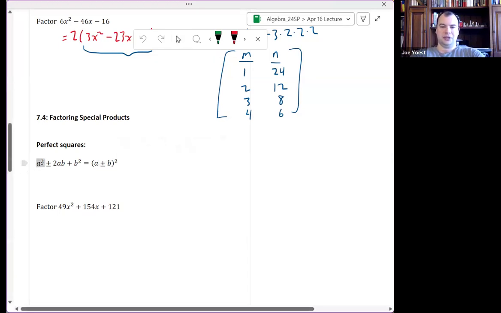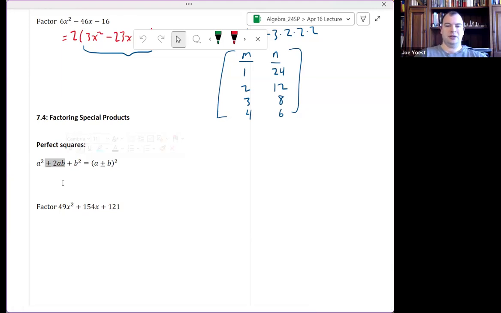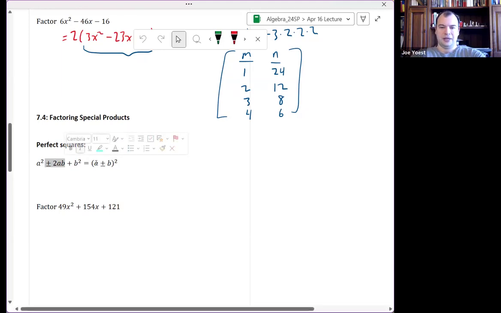So the square terms, the a squared and the b squared, always have a plus associated with them. And this middle term, this cross term as it's sometimes called, the one that has both the a and the b appearing in it, it shares the sign that connects the a and the b.